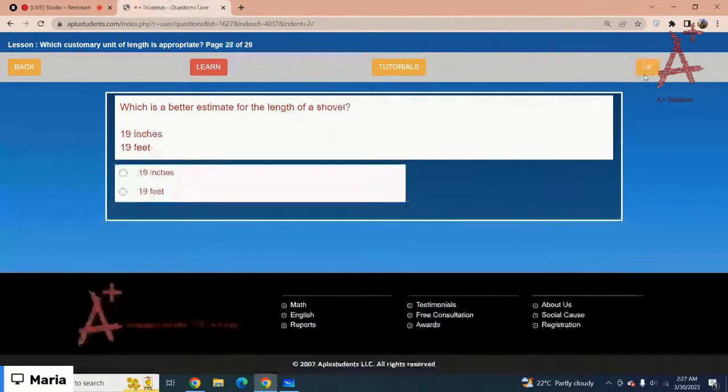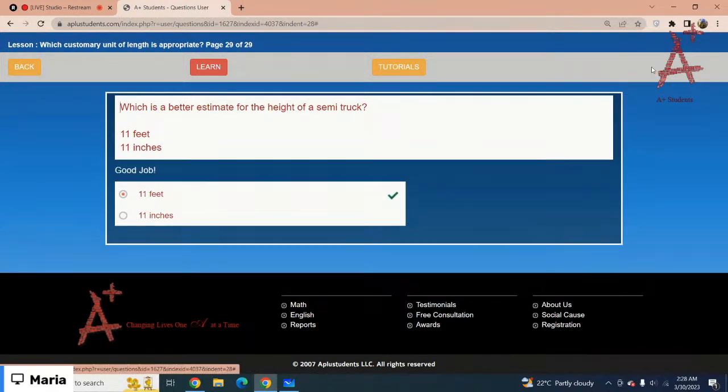Which is a better estimate for the length of a shovel? 19 inches or 19 feet? It would be 19 inches. Got it? 19 feet is too long for a shovel. Which is the better estimate for the height of a semi truck? So it's a truck. It would be in feet. So it is 11 feet. Got it? Okay, we are done with our test. Let's move on to the next lesson.